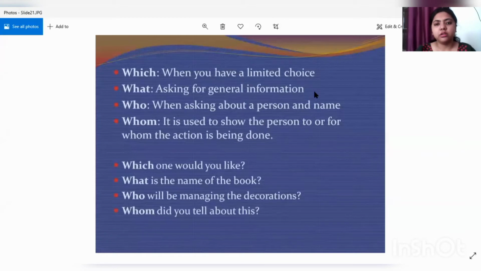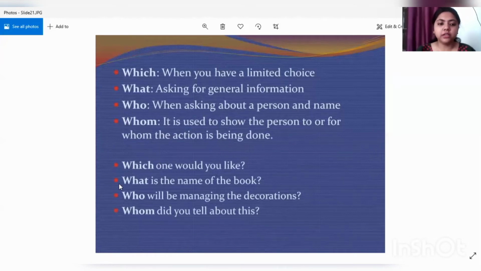Now, which, when do we use which? When we have a limited choice. What, that means when we are asking for general information. Who, when asking about a person and name. Whom, it is used to show the person to or for whom the action is being done. That means in place of the object, like I have already told you in case of relative pronoun.